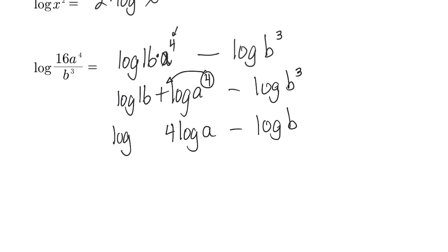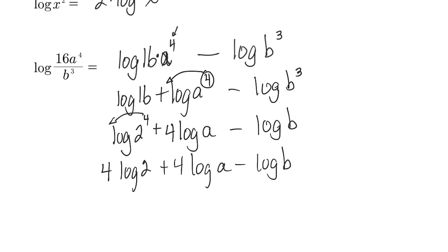But 16, I'm thinking I could simplify that too, because 16 is 2 to the 4th. And again, I could bring the 4 out front. So this would be 4 times the log of 2 plus 4 log a minus log b. Okay, hopefully you got that. If you got to this point, that's good. Or if you got, oh, what happened to my 3? I didn't bring that 3 out front. I should have put the 3 right there and right there. I left a space for it. Hopefully you get the idea for this kind of simplification.